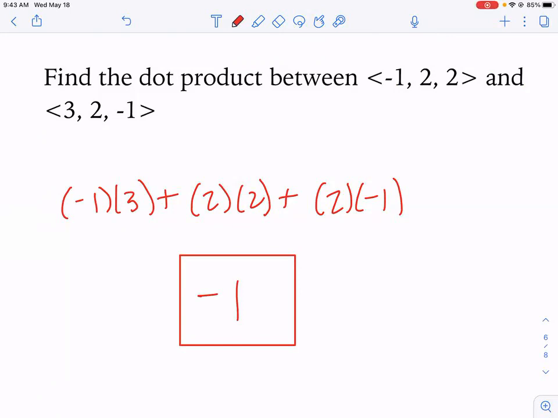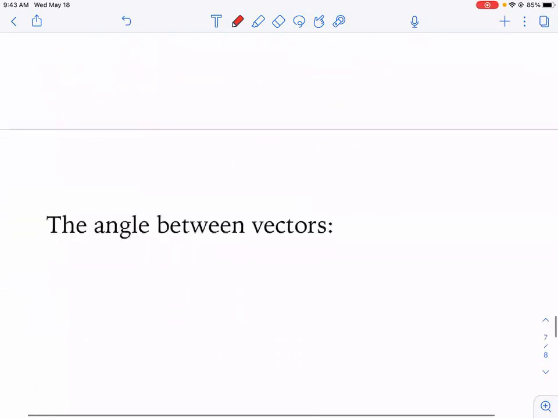Okay, so tomorrow, speaking of matrices, we actually get to use a matrix to help us with the cross product. You'll like it, I promise.